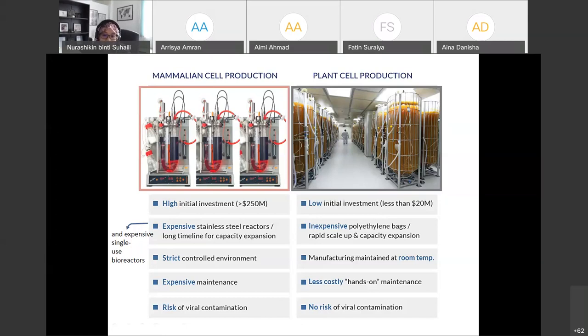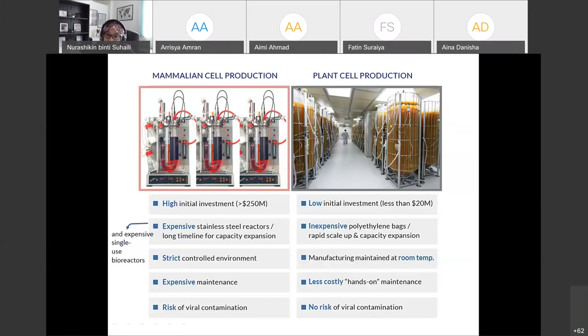Okay? A strict control environment for the mammalian cell cultures, yeah? Because it's easily contaminated, right? And yeah, I forgot to mention, for the single-use bioreactors, it's even more expensive, yeah? Which is used for the mammalian cell production, because it's single use, so you have to buy lots of single use bioreactors.